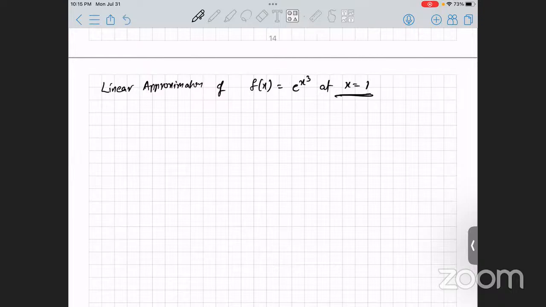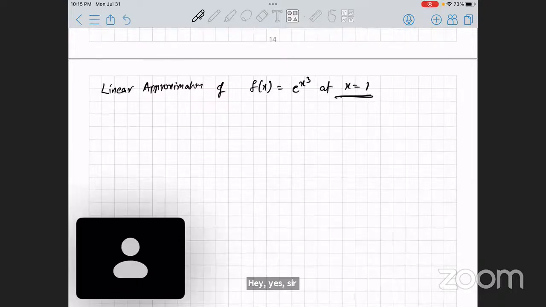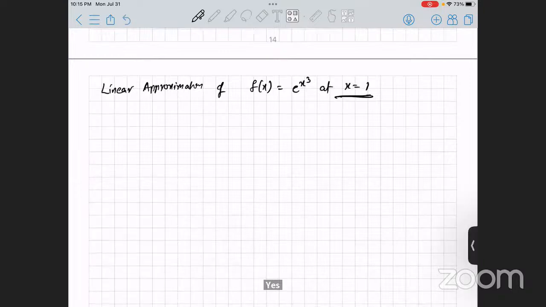Hello, how are you doing? Are you solving the problem? Yes, sir. The function is y equal to 3 e to the x minus 2 e.